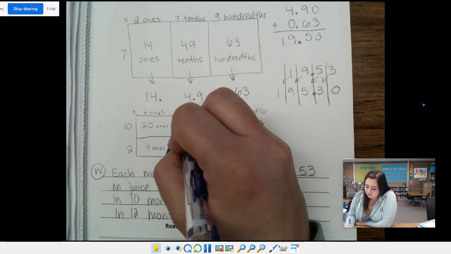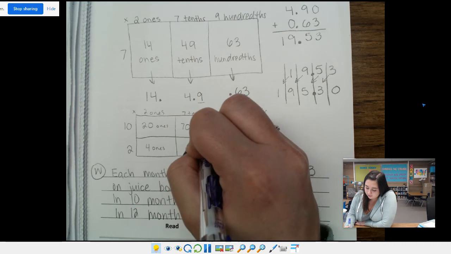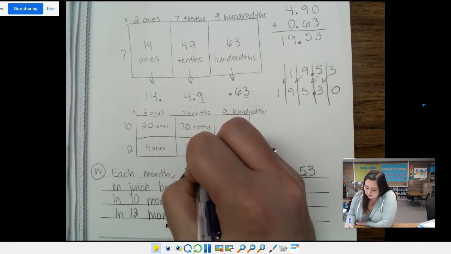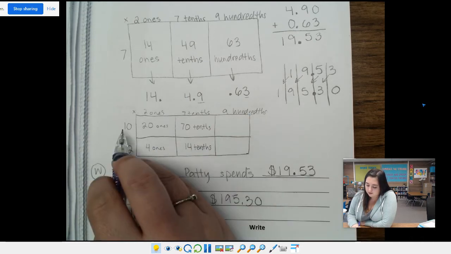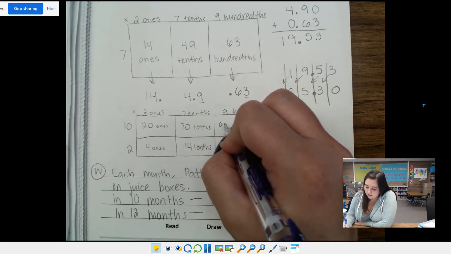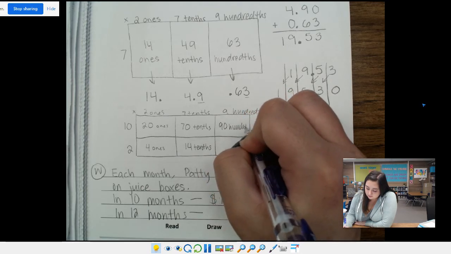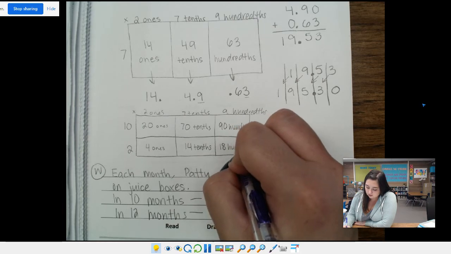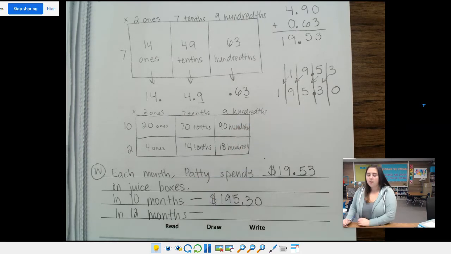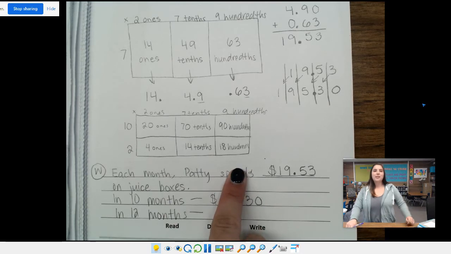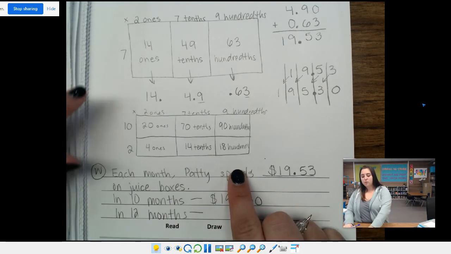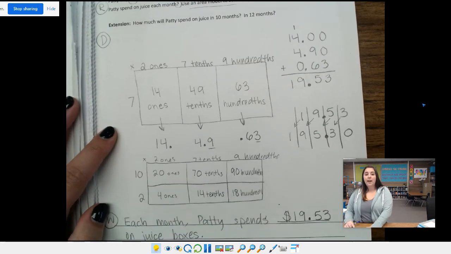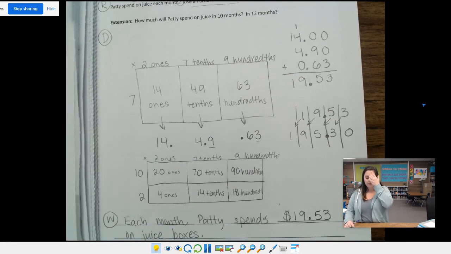10 times 7 tenths would be 70 tenths. 2 times 7 tenths would be 14 tenths. 10 times 9 hundredths would be 90 hundredths. 2 times 9 hundredths would be 18 hundredths. And here's what I'm going to do. I am so out of room to write these as decimals, so I'm going to write them as decimals on the side here. And I'm just going to line up the decimals so I can add right here as well, since I'm really close to being out of room.